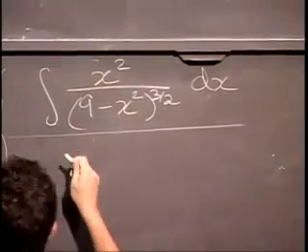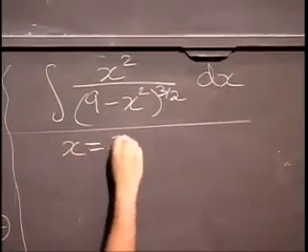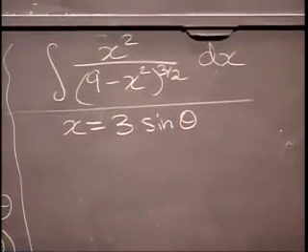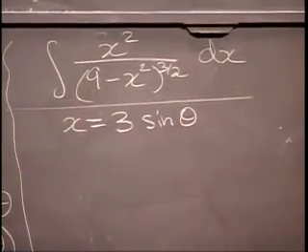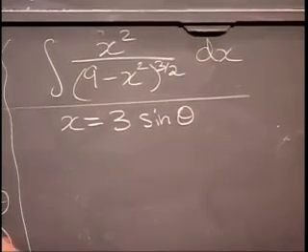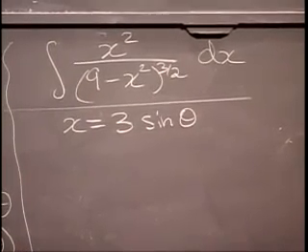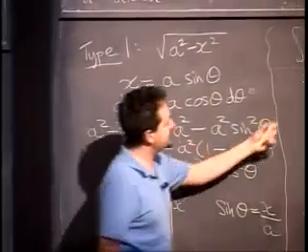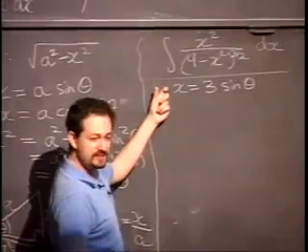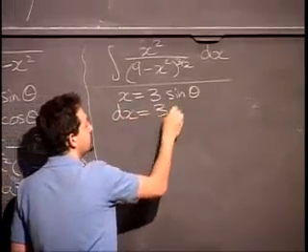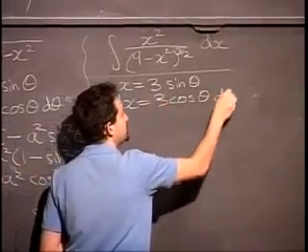Except instead of x equals a sine theta, I'm going to have x equals 3 sine theta, because as I said, a squared is 9, so a should be 3. I'm going to end up generating this, but you don't even really need to remember it. You just need to know what dx is, like any substitution. So it's 3 cosine theta d theta.